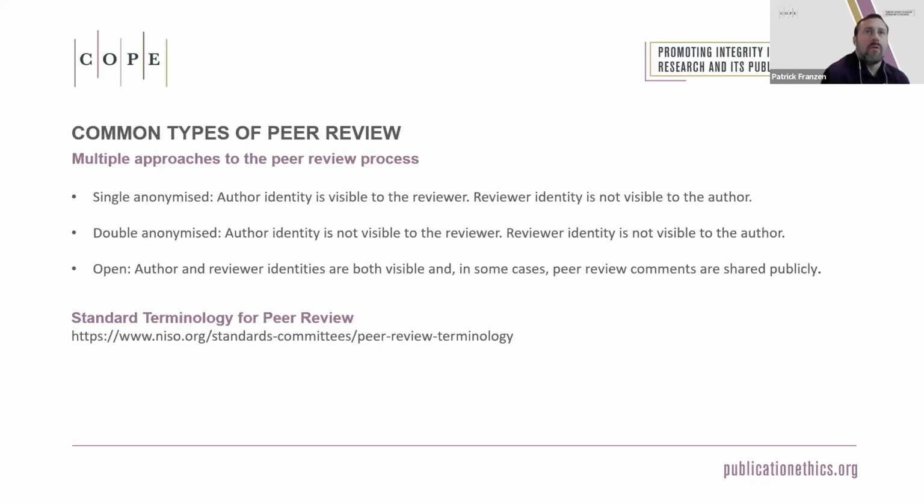So, we'll jump into questions in a few minutes, but I also want to look quickly at some common types of peer review. I think everyone on the call will be familiar, hopefully, with all three, but we'll be specifically looking at single-anonymized, double-anonymized, and open peer review. The terminology and the definitions I've taken from the new standard terminology for peer review that was published by NISO recently. And obviously, there are other types of peer review in scholarly communications and scholarly publishing, but I think these are probably the predominant forms at the moment.